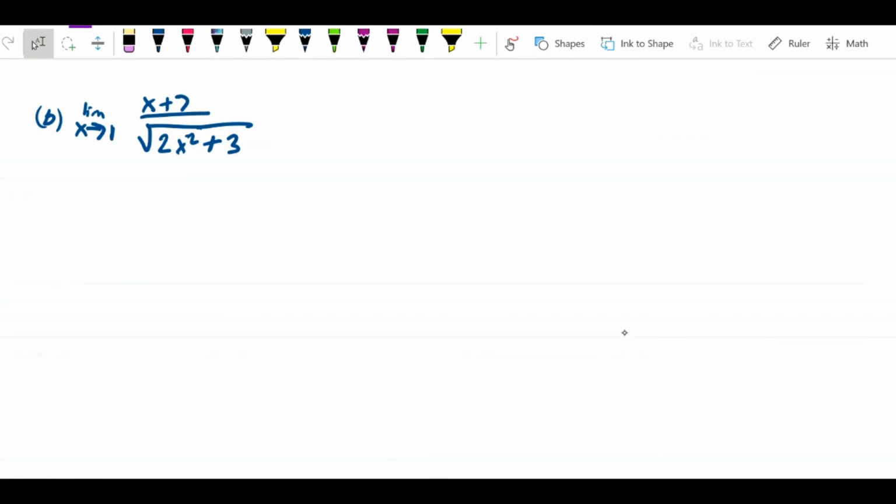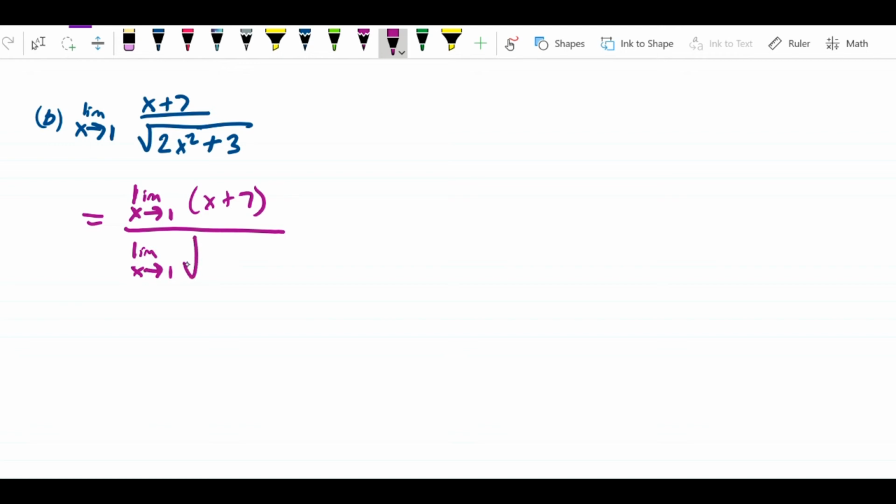Let's do another one, just involving a couple of different rules. So this one, on the outside, looks like it's going to be a quotient. So we start out this way, and this is where the notation starts to get a little bit confusing. We take the limit as x approaches 1 of x plus 7 over the limit as x approaches 1 of the square root of 2x squared plus 3. So that's going to be an example of the quotient rule.